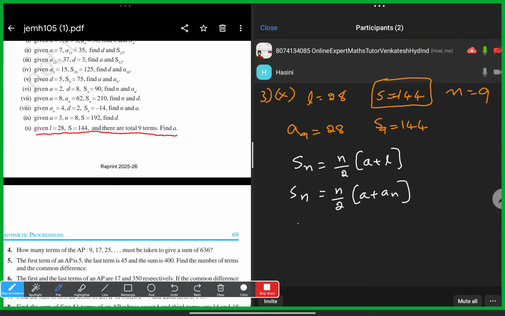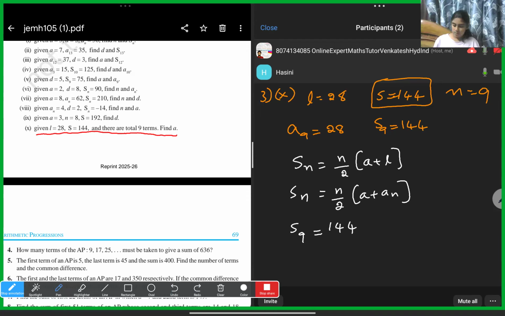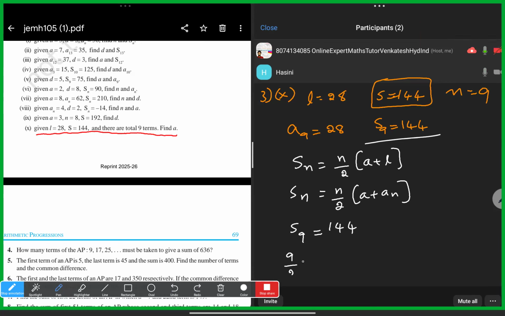So now I am finding out A. S9 is equal to 9 by 2 into A plus An, and An is 28. But I'll do one thing. S9 is given as 144, no? Yes, sir. So under S9, I am writing the formula n by 2 into A plus An, that is A9. A9 is how much? 28. It is equal to 144.